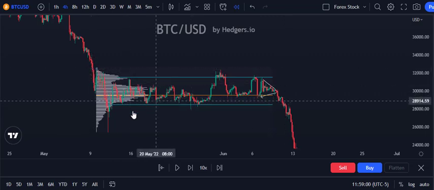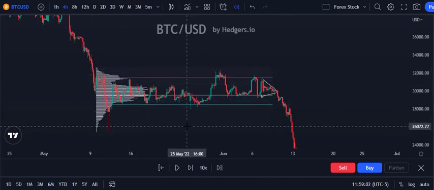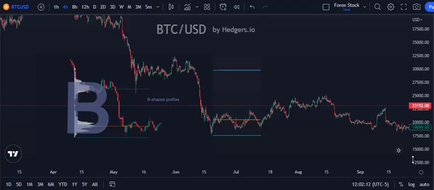Anything else I need to cover in this? Okay, yeah. Now let's head back to the last shape profile, which is the B shape profile, the capital B. Now here comes the last volume profile, which is the B-shaped profile.